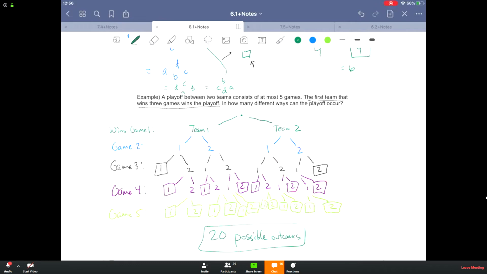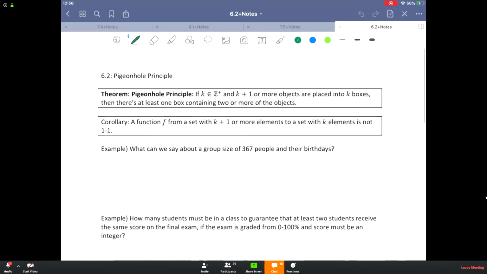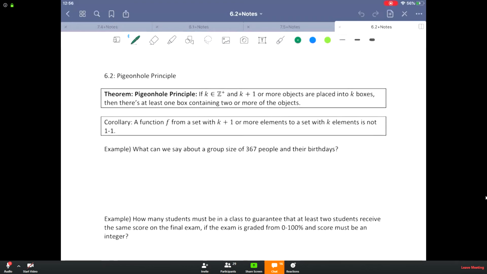All right, so let's move on to 6.2 then. Remember, this whole chapter is about counting. This section is labeled pigeonhole principle, which we've talked about, pigeons and holes, in the function section, in 2.3.